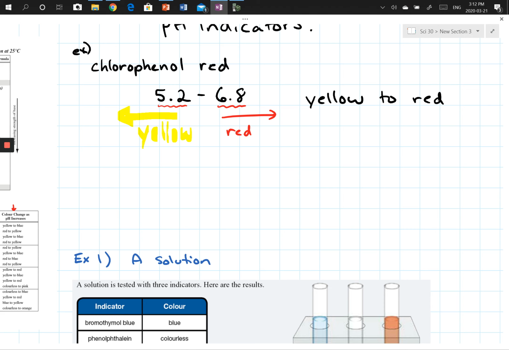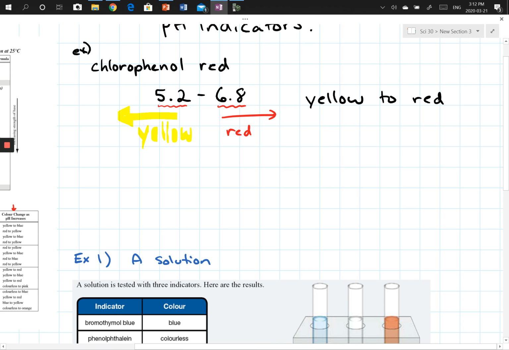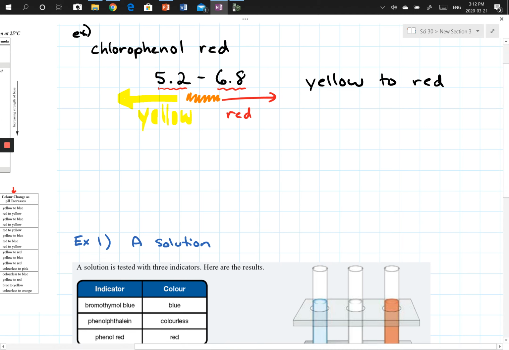Now, if it's between 5.2 and 6.8, you have to think back to kindergarten color lessons. Yellow and red make orange. That's a piece we might need to have in here as well. So let's look at an example problem.